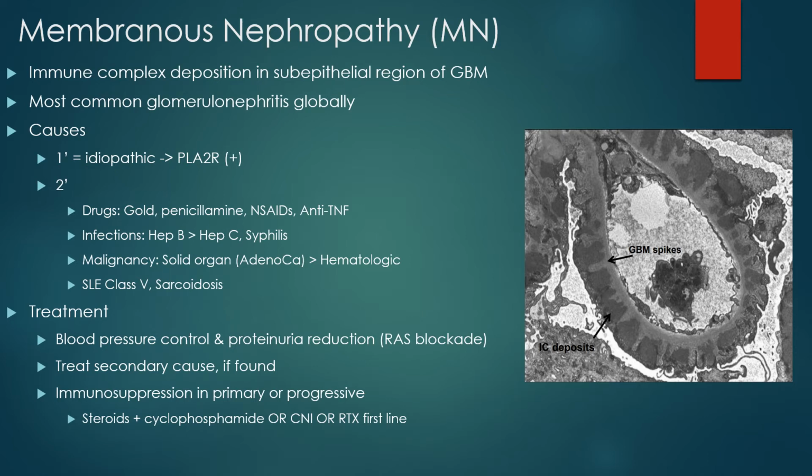The treatment for membranous includes blood pressure control and proteinuria reduction with RAS blockade, treating the secondary cause if found, and immunosuppression in primary or progressive membranous nephropathy. Combination therapy is usually required, which includes steroids and cyclophosphamide, steroids and calcineurin inhibitors, or steroids and rituximab.